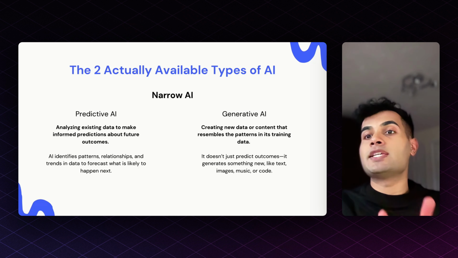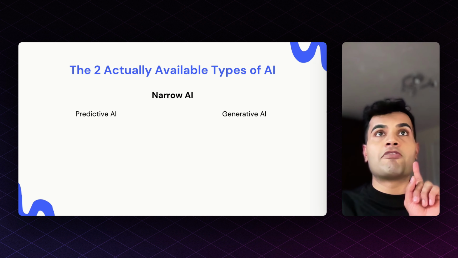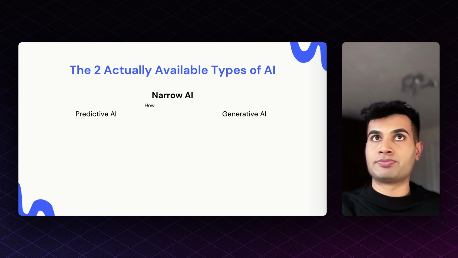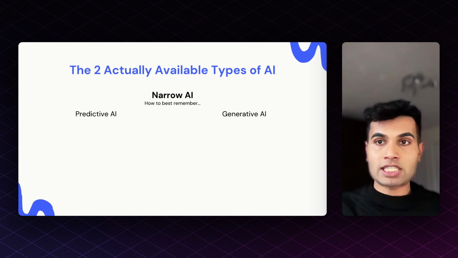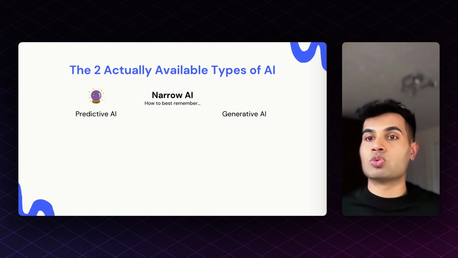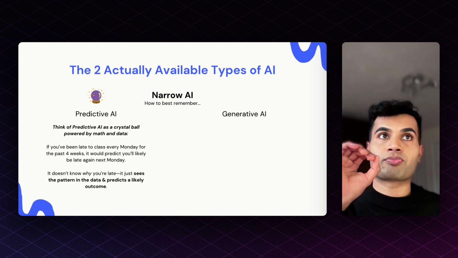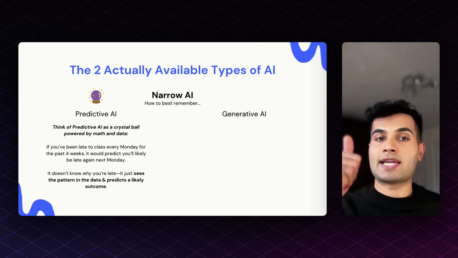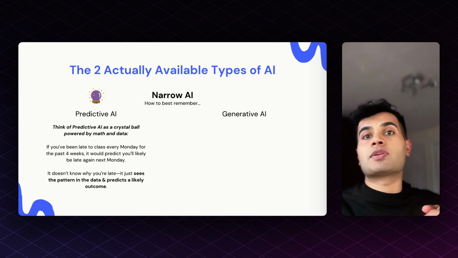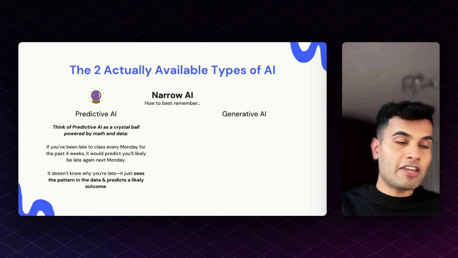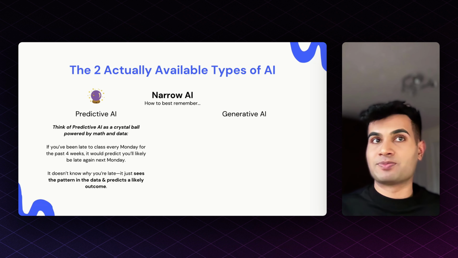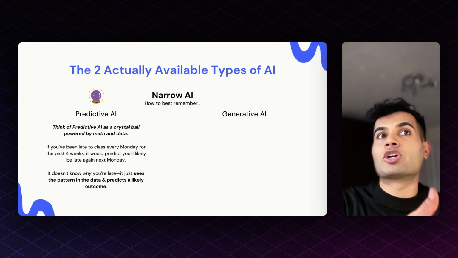Now, when it comes to these two pillars, there are some very easy ways to remember exactly what they are. The best way that I think of predictive AI is to think of it like a crystal ball, powered by data and algorithms, aka math. A very human example: if you've been late to class every Monday for the past 4 weeks, it would likely predict you're going to be late again, right?